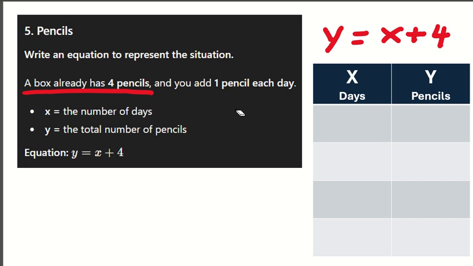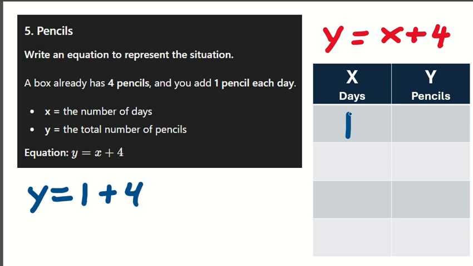So let's do it. Let's say that you're on day 1. Well, y, the total number of pencils, equals the day, so we have day 1, plus the 4 that you start with, which means on day 1, just like that, boom, pencils in a box, you get 5. Just like that.